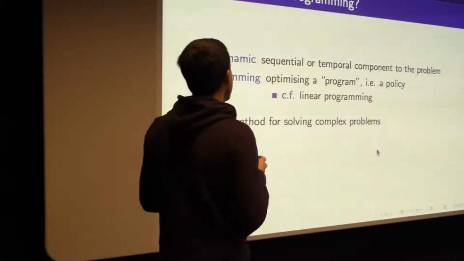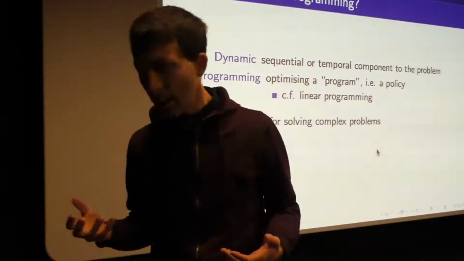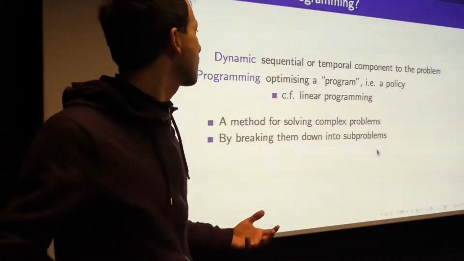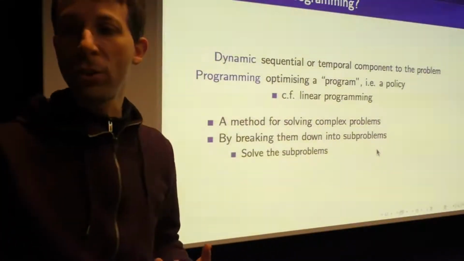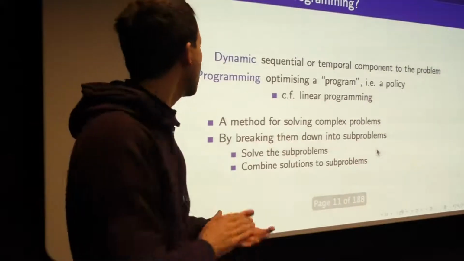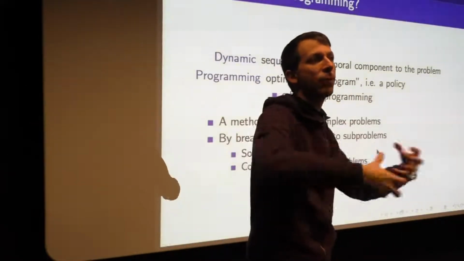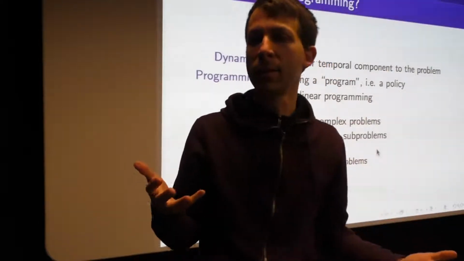So at its heart, dynamic programming lets us solve complex problems by doing two things. It basically breaks them down into sub-problems, and then it puts those sub-problems back together to solve the overall solution. Okay? So any problem that we can break down into sub-problems and then solve for each of those sub-problems and put them back together is the situation where dynamic programming can excel.